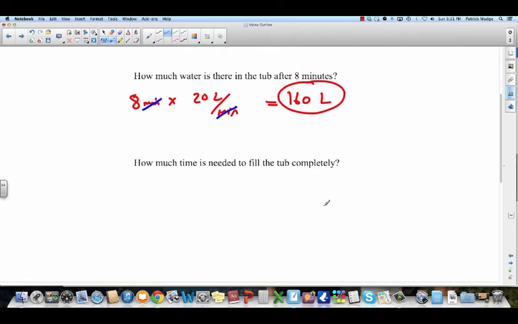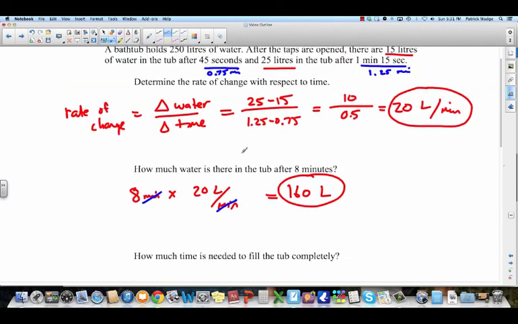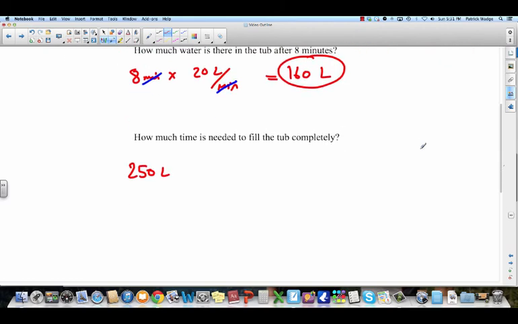Okay, how much time is needed to fill the tub completely? Well, the tub was 250 liters, and we want to know how long it would take to fill, and we know 20 liters goes in every minute. So what do you got to do here? You got to divide. You're going to do 250 liters divided by 20 liters per minute. 250 divided by 20 equals 12.5, so it's 12.5 minutes. The liters would cancel because when you divide, it flips and it would become in the denominator and the minutes would be in the numerator. Don't worry about that too much. Anyway, 12.5 minutes is our answer.